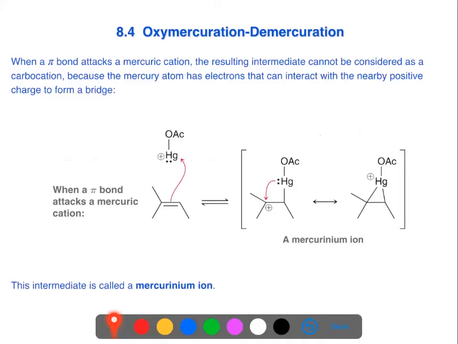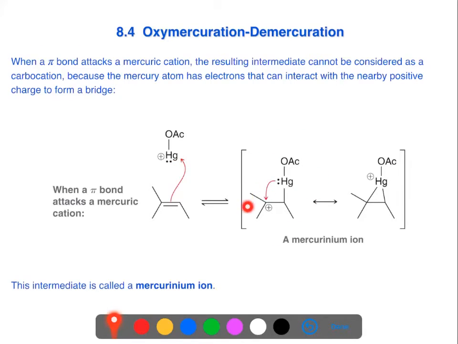When the pi bond attacks the mercuric cation, we refer to this intermediate as not a carbocation, because the mercury atom is really interacting with both of those carbon centers. In a sense, you can draw a resonance structure that shows this mercury atom bridging those two carbons. So here's the mechanistic step for that oxymercuration. We start from the pi bond, drawing our curved arrow directly to the mercury center. This is the resulting structure, so we form a new bond to mercury.